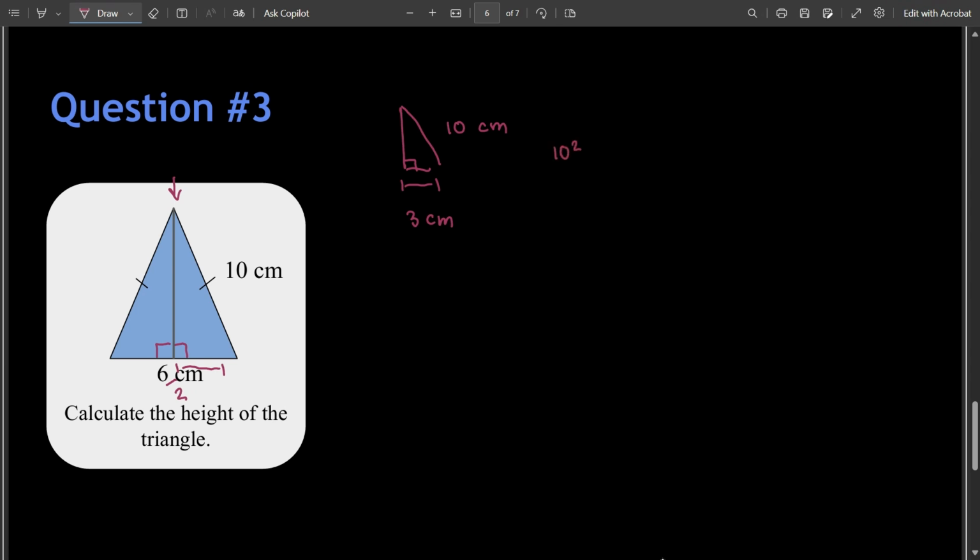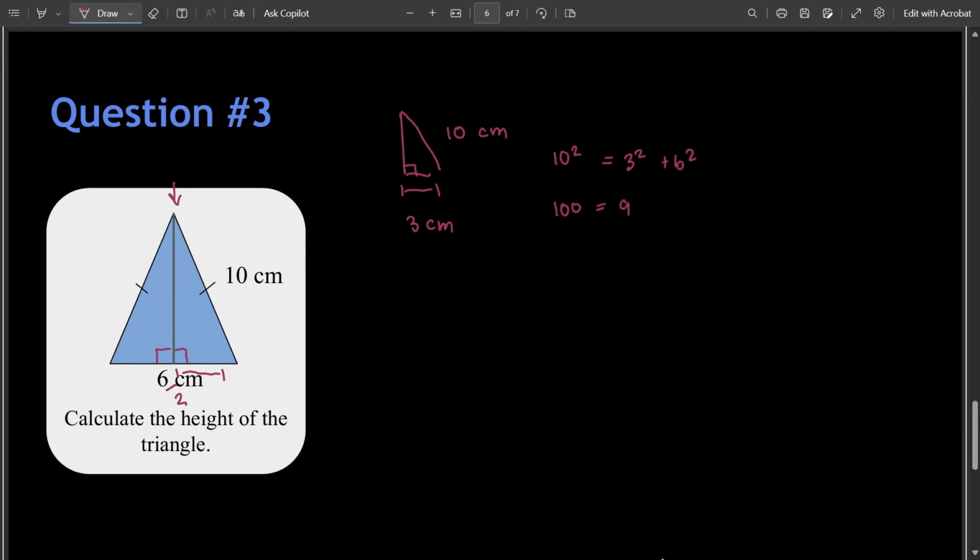So 10 squared is equal to 3 squared plus b squared. 100 is equal to 9 plus b squared, and then minus 9 minus 9, so 91 is equal to b squared. And now we just need to square root both sides. So square root, square root. And 91 actually can't be simplified any further, so the final answer is just b is equal to square root 91. And we leave it like that.